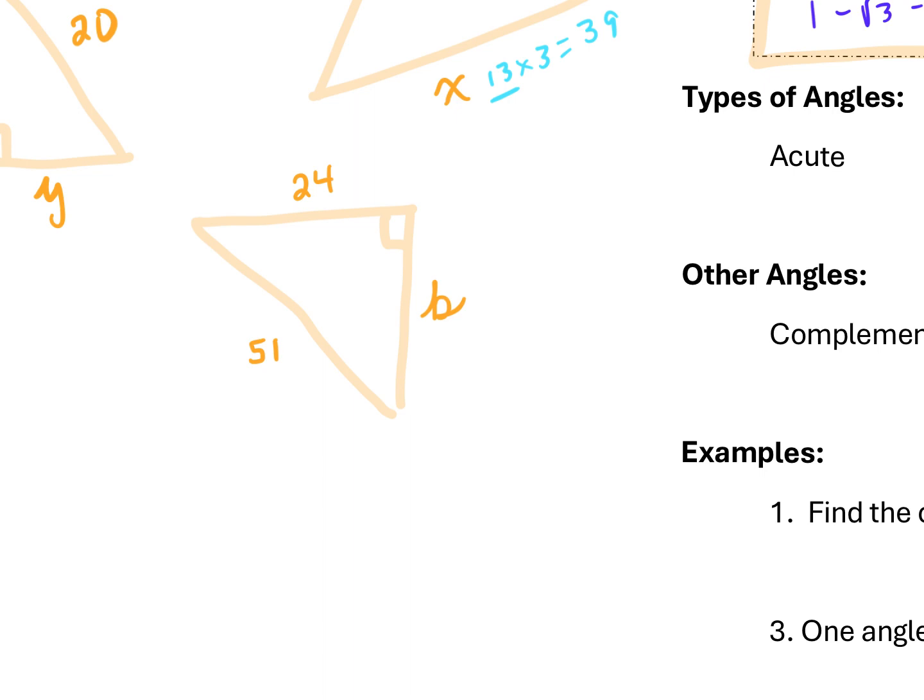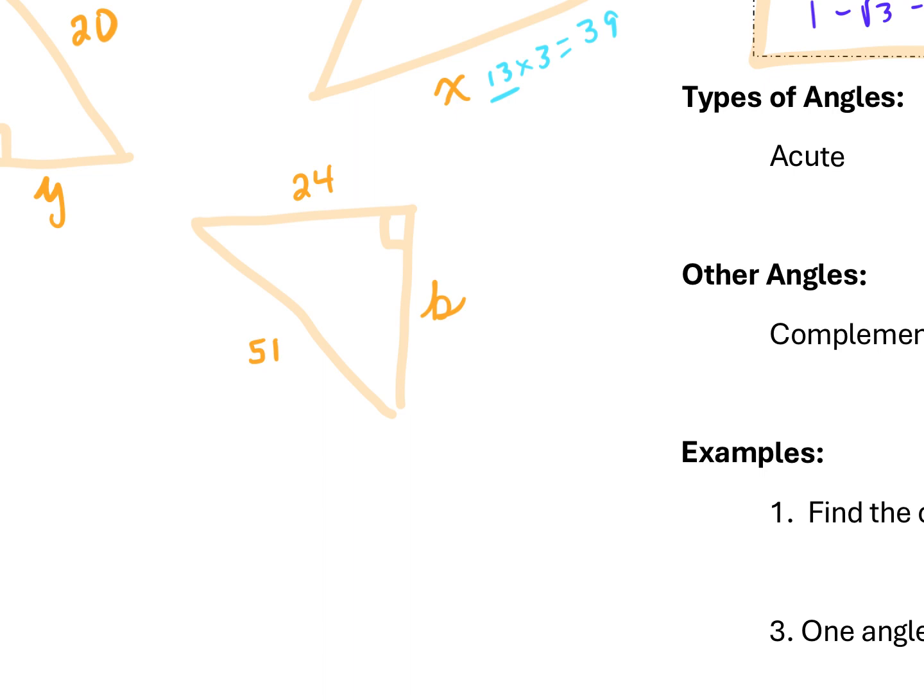Does anyone notice what triple that is? That one's a little bit trickier because that 51 throws everybody. 8, 15, 17. There you go.